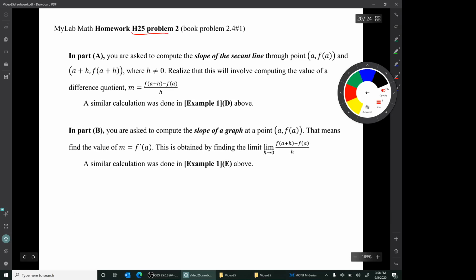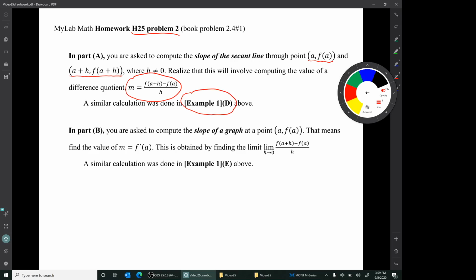In homework 25, problem 2, in part A, you're asked to compute the slope of a secant line through 2 points, a comma f of a and a plus h comma f of a plus h. Well, that's going to involve computing the value of a difference quotient, one of these things again, which is just like what we did in example 1D above.